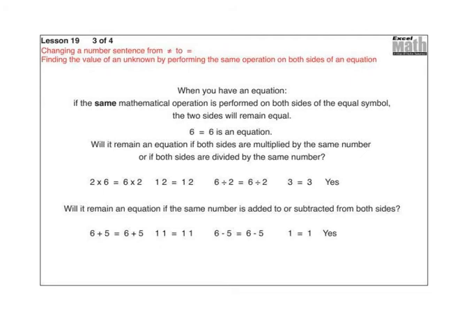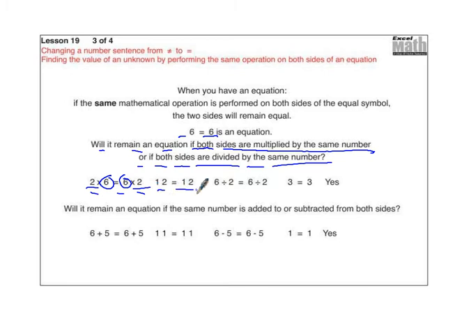When you have an equation, if the same mathematical operation is performed on both sides of the equal symbol, the two sides will remain equal. Let's see what they're talking about here. 6 equals 6 is an equation, right? Will it remain an equation if both sides are multiplied by the same number, or divided by the same number? Here's my 6, here's my 6. If I multiply both sides times 2, both sides equal 12. So it remains equal because I multiplied both by the same number.